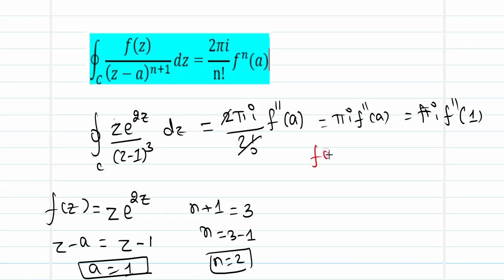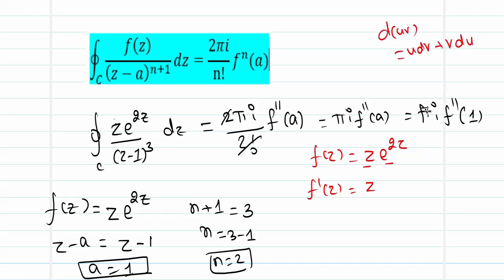What is our f of z? It is z e power 2z. The first derivative. So this is going to be a product. Let me keep, so differentiation of uv is u dv plus v du. Keep your z as such. e power 2z on differentiation is e power 2z into 2. Plus keep your e power 2z as such. z on differentiation is going to be 1. This is my first order derivative. Let me move on to the second order derivative.